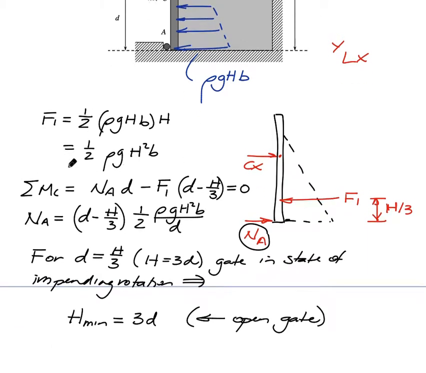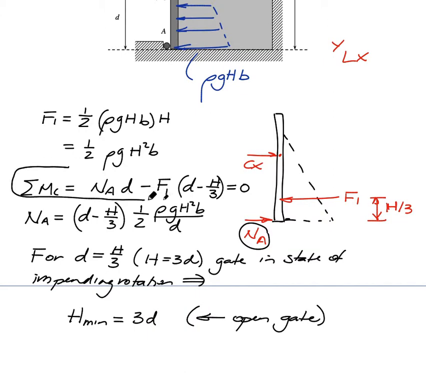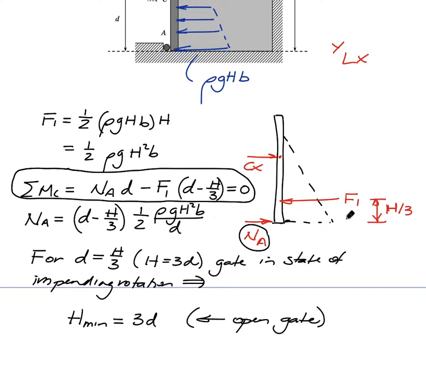Hence, whenever I write down my moment equation about C, the moment about C is given by this distance here. So that's going to be this distance D minus H over 3. From that, I solve for the normal contact force there at A. I set N A equal to 0 to find the minimum H, and it ends up being that if that water depth is 3 times the distance from the hinge point down to A, then the gate will open.